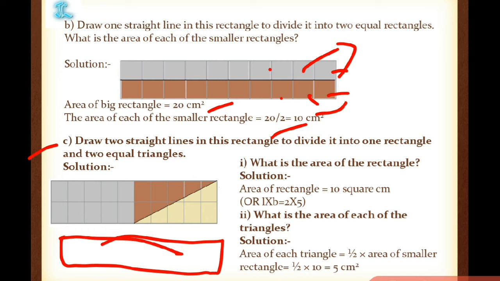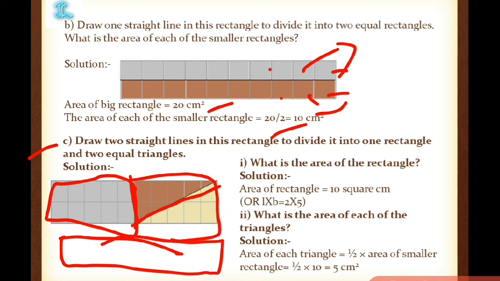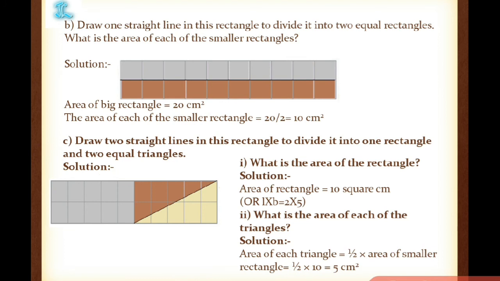So how did I do that? First, exactly, this is totally 20. Yes or no? So, first I divided it exactly in half. Okay. So that this will become one rectangle. And in the remaining rectangle which is there, exactly at the center, I have drawn one more line. So it will become two triangles. This is one triangle. This is one triangle. All of you understood that?